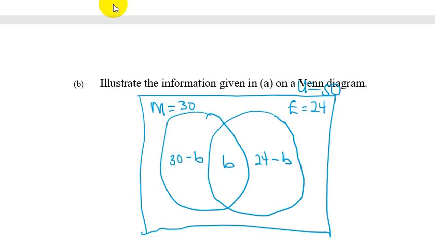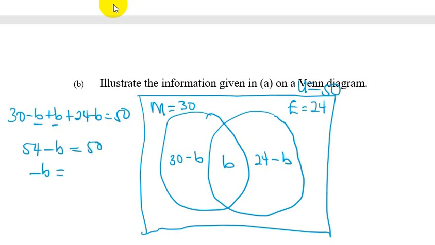So we will solve for B. It's going to be 30 minus B plus 24 minus B should be equal to 50. Now the minus B and minus B combine, so we get 54 minus 2B being equal to 50. So we're going to get minus 2B being equal to 50 minus 54, so minus 2B being equal to minus 4. Then we divide both sides by minus 2 and we're going to get B being equal to 2. So the intersection here, we are getting 2 for the intersection.